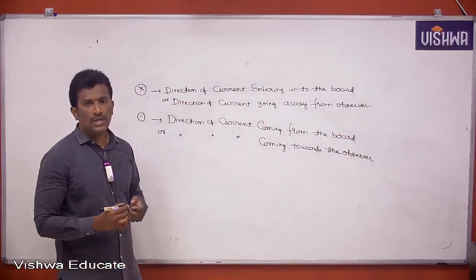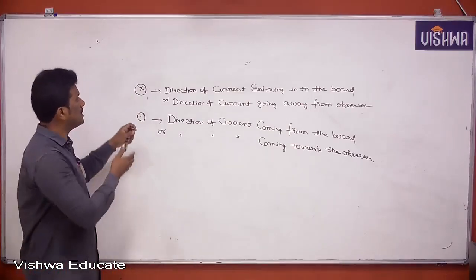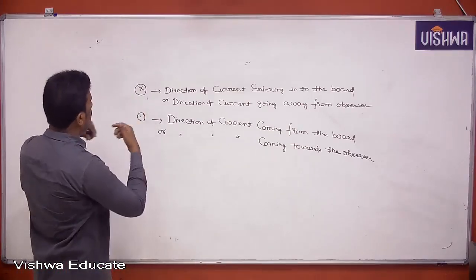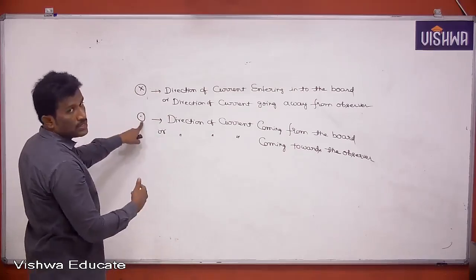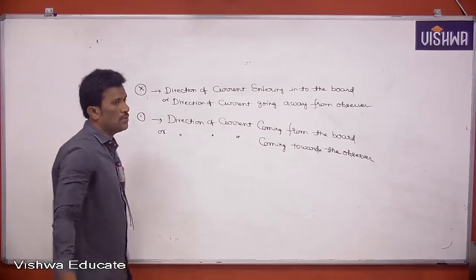Please note this also. Cross means direction of current entering into the board or going away from the observer. Dot means direction of current coming from the board or coming towards the observer.